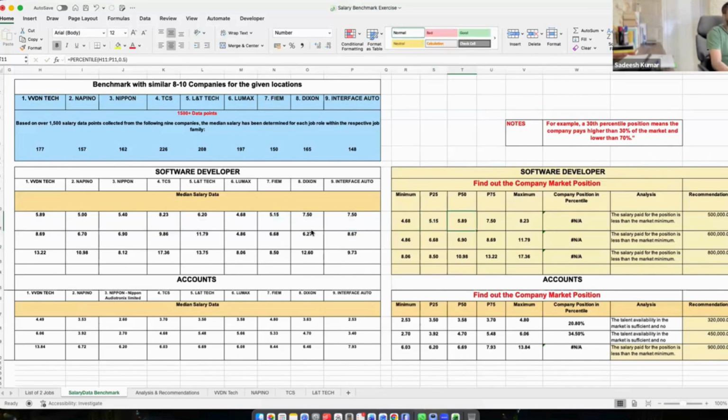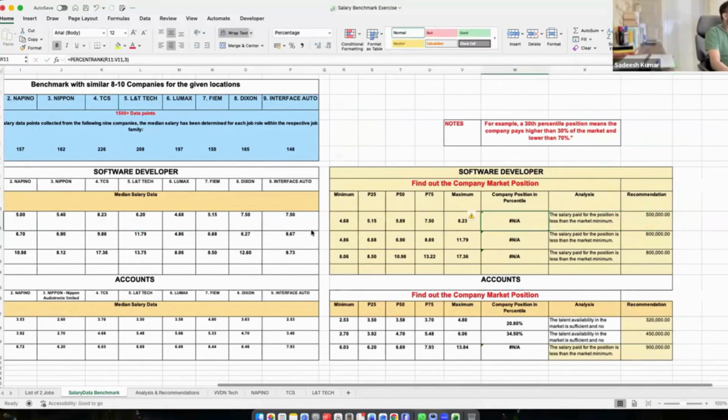Likewise, we found the 50th percentile, 75th, and the maximum. For the maximum, the formula used was max, and then selection of all company data. So we got the maximum. And then we were to find the percentile rank of these companies.